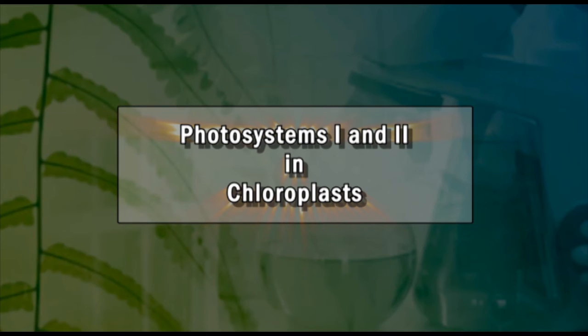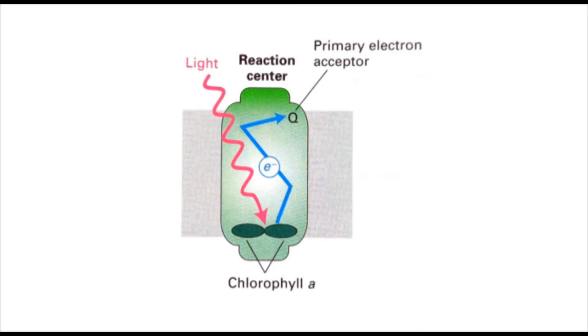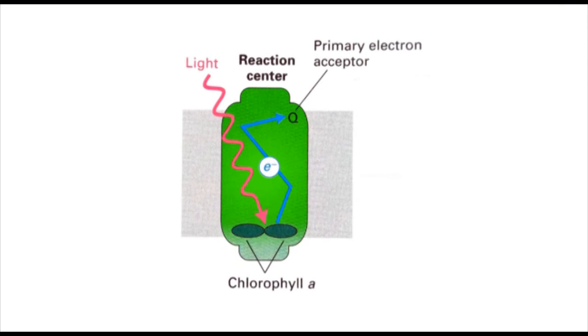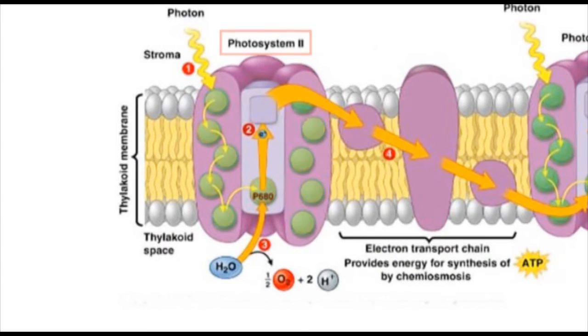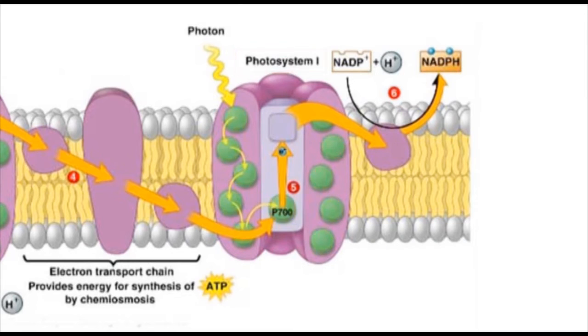Now let's study the photosystems 1 and 2 in chloroplasts. As in the bacterial reaction center, at the center of each chloroplast photosystem is a pair of specialized reaction center chlorophyll A molecules, which are capable of undergoing light-driven electron transfer. The chlorophylls in the two reaction centers differ in their light absorption maxima because of differences in their protein environment. For this reason, the reaction center chlorophylls are often denoted P680 for PS2 and P700 for PS1.